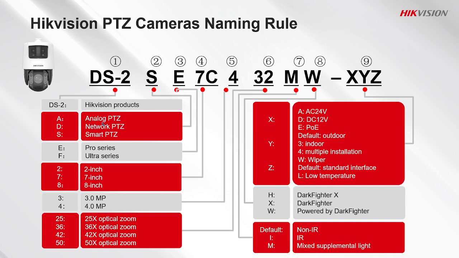Look at this. In the naming, DS2 is for the front end products. Then we have S for smart PTZ. Then you have E for Pro Series, F for Ultra Series. Then you have all these variations, but you need to see it's powered by Dark Fighter or Dark Fighter X. So this is another highlight, the tandem view PTZ.